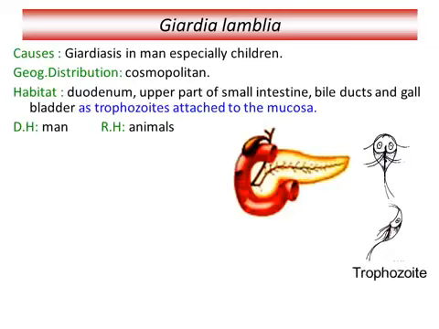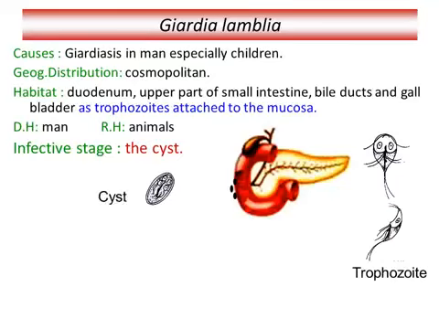This is a picture or drawing of the trophozoite, and this is the site of infection. Infective stage: the cyst, as in this drawing of the cyst.